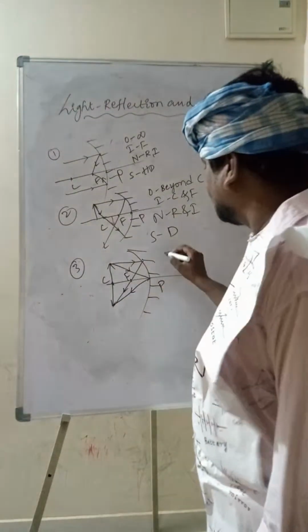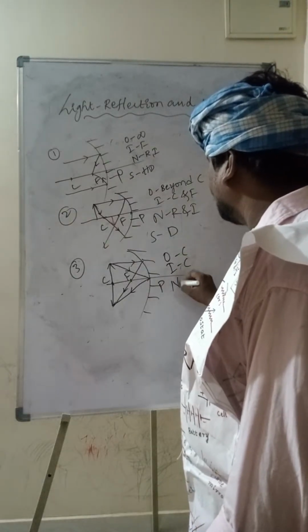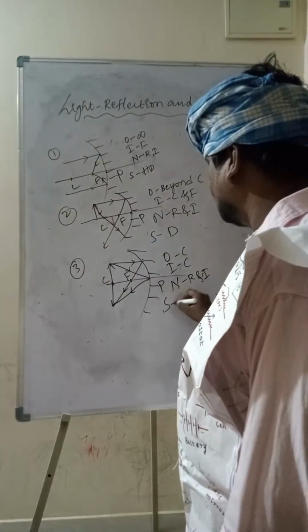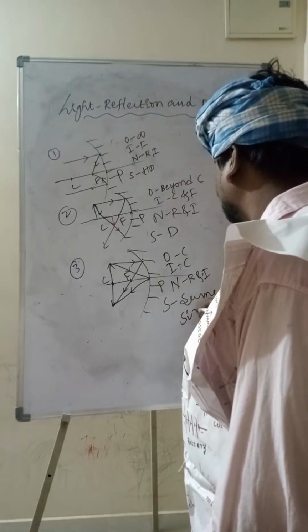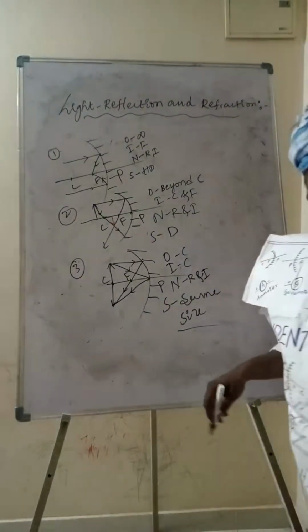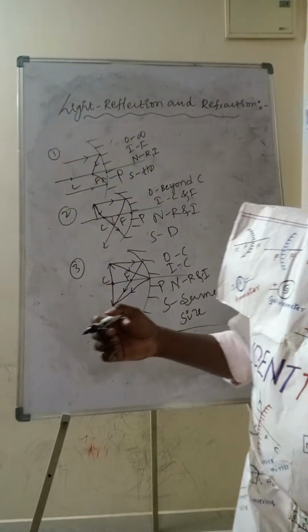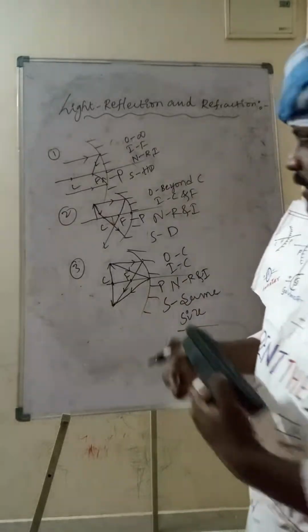Object is placed at C. Image will form at C. Nature of the image is real, inverted, and same size. Compared to the object, the image is the same size. Okay. So next one.